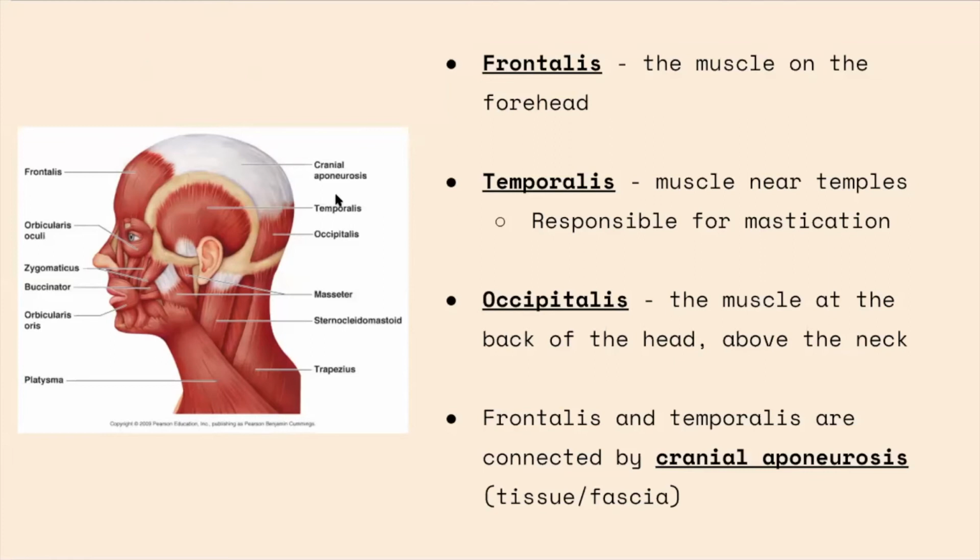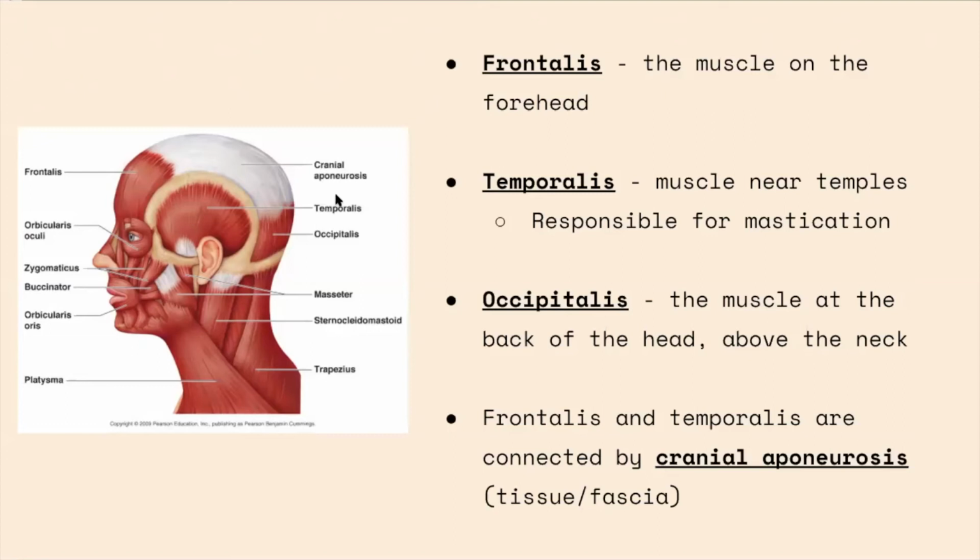Now, temporalis is the muscle near our temples, kind of like the temporal bone that we talked about last week. It is responsible for mastication. Mastication is basically chewing. Basically, when you're eating, it's the process that's involved with that. We have the occipitalis, which is the muscle at the back of the head, above the neck. We were talking about it earlier with the trapezius, and the origin of the trapezius is at the occipitalis muscle. But don't worry about that.